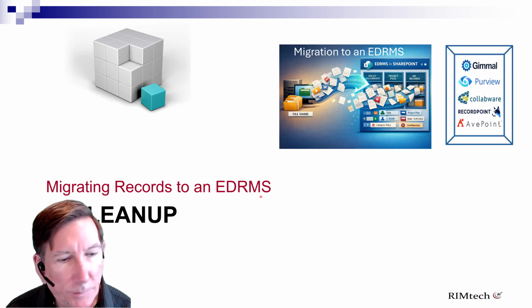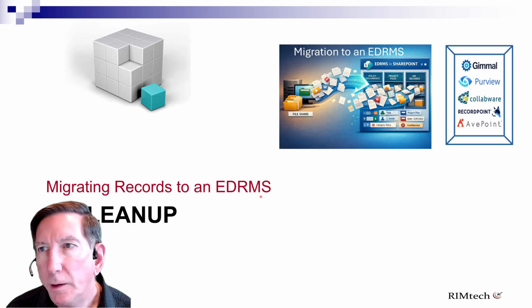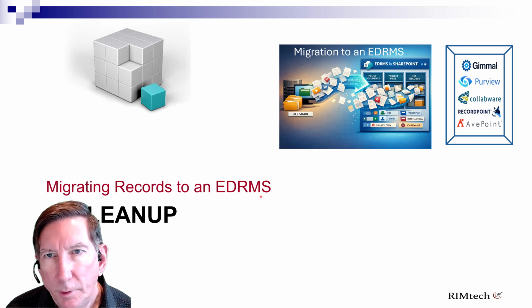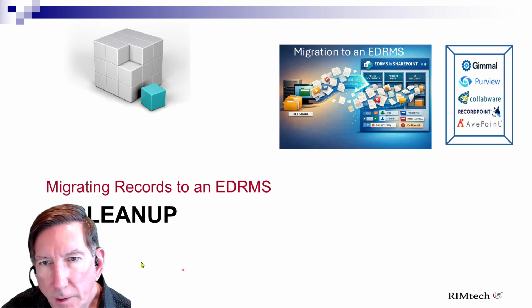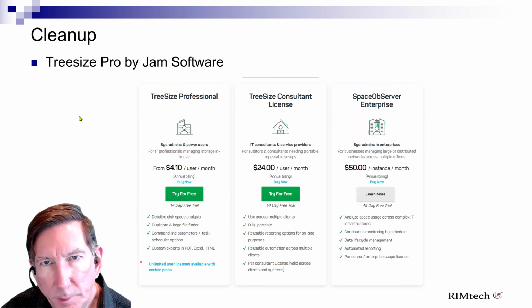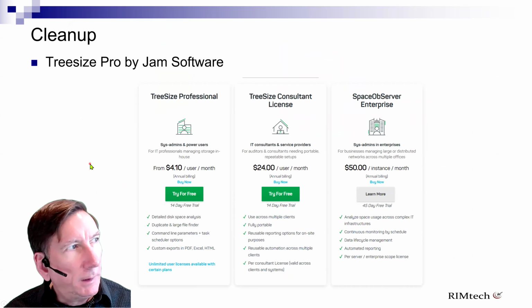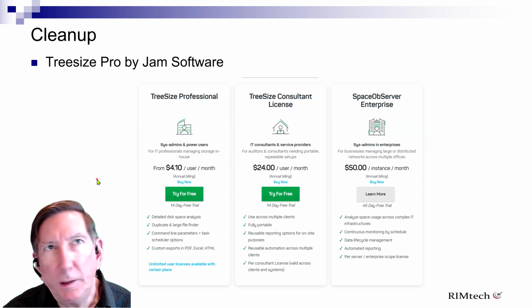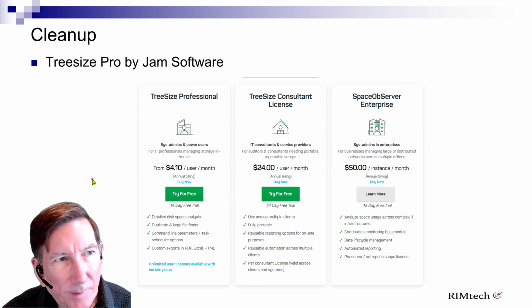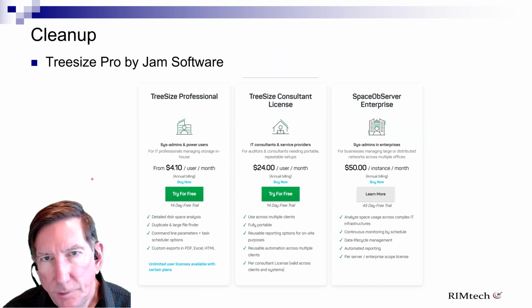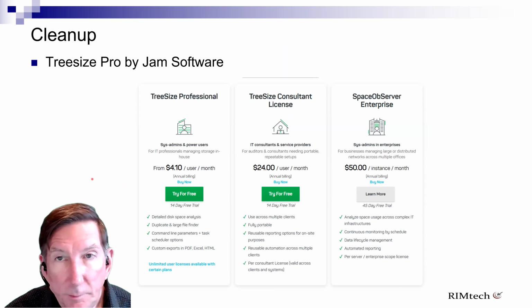So again, the assumption of the session today is that the target we're migrating documents into is a properly run, properly operated EDRMS. Okay. So the first thing to look at is cleanup very quickly and very simply. What does cleanup mean? It means get rid of the RIOT, R-I-O-T, redundant, outdated, inaccessible, and transient. Just get rid of the junk. That's really all cleanup means.